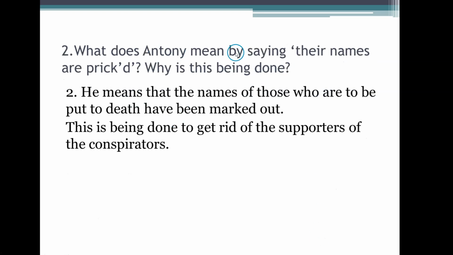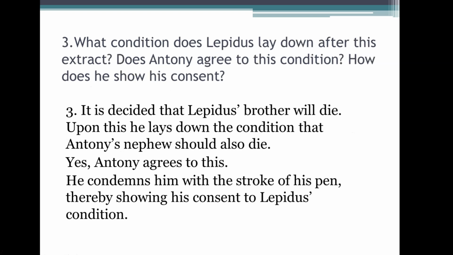What does Antony mean by saying their names are pricked? Why is this being done? Answer. He means that the names of those who are to be put to death have been marked out. This is being done to get rid of the supporters of the conspirators. So here, who are to be put to death, this can be underlined. And here, to get rid of the supporters of the conspirators. So these two parts you can underline, so that these are the keywords. Whenever the examiners check your answers, they basically check your keywords, so that if your keywords are correct, you get complete marks on it.